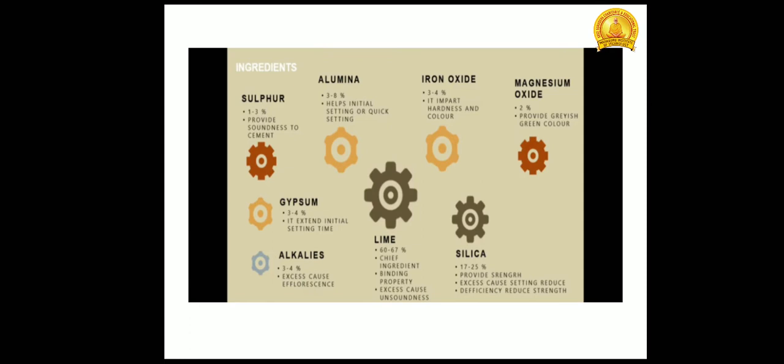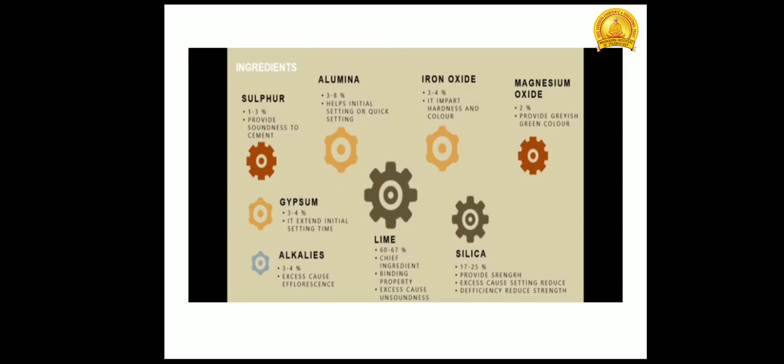After alumina we have iron oxide. Iron oxide is comparatively less than alumina, and it is 3 to 4% in cement, and it imparts hardness and color to the cement. Next to iron oxide we have 2% magnesium oxide. Magnesium oxide also has a certain impact on strength. It provides the grayish green color to the cement.